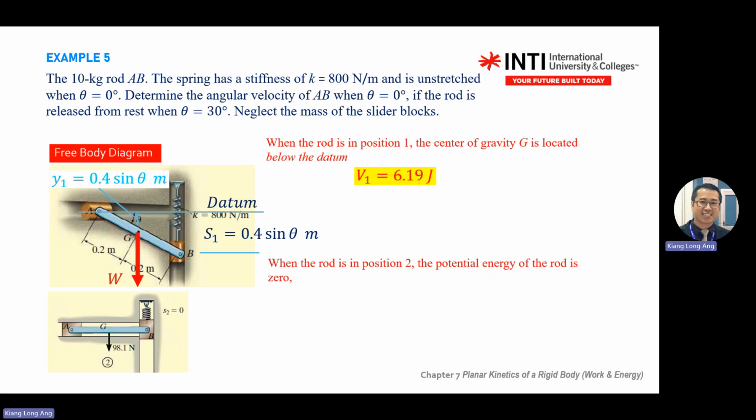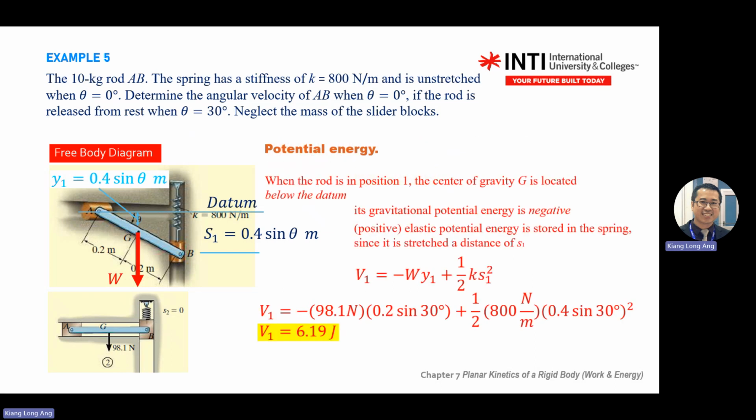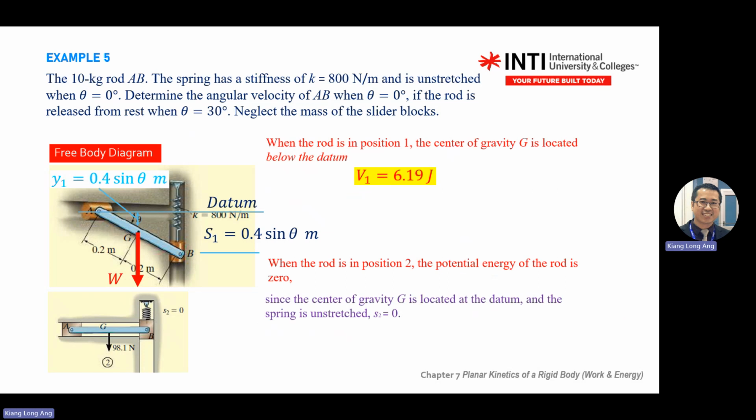Then after you reach datum, 0 degree. So at 0 degree center of gravity reach here. So the S will be 0. mgh will be 0. Your h is 0. Your spring will be stretched. Your spring also back to 0. Okay, your spring equation is this one. When you're at second location, spring S is 0. So potential energy for second scenario is 0.